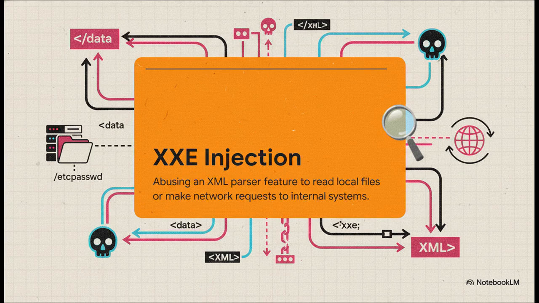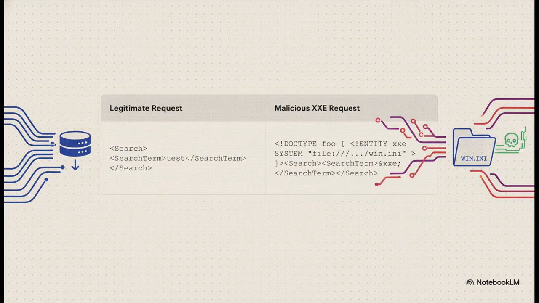In that document, they define their own custom entity and point it to a sensitive local file. When the server's XML parser reads this document, it helpfully follows the instruction, goes and reads that sensitive file, and plugs its contents right into the XML. This is a fantastic side-by-side comparison of how it works. On the left, you've got a perfectly normal, legitimate XML request.